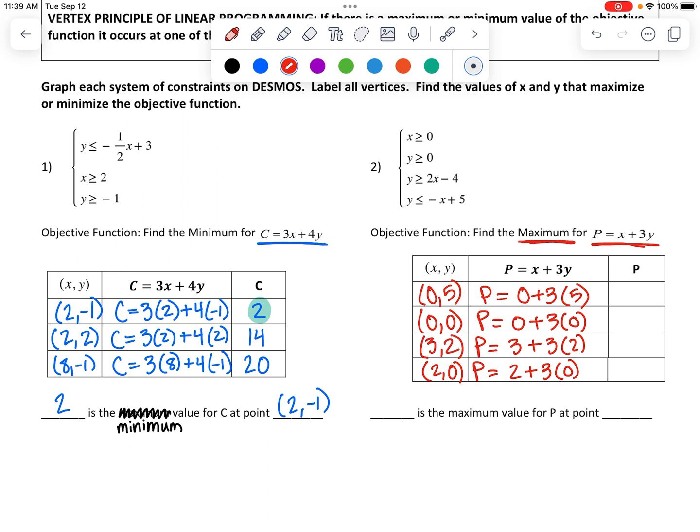All right, so when I go ahead and find this, I got 15, I have 0, I have 9, and I have 2. All right, so this time it's asking us for the maximum value. So make sure that we're paying attention. It's asking for the maximum. My highest number I see is 15. So I know that 15 is the maximum, and this occurs at (0, 5).